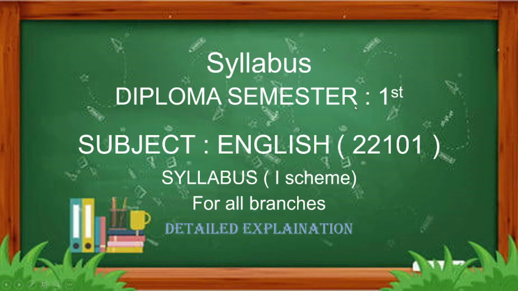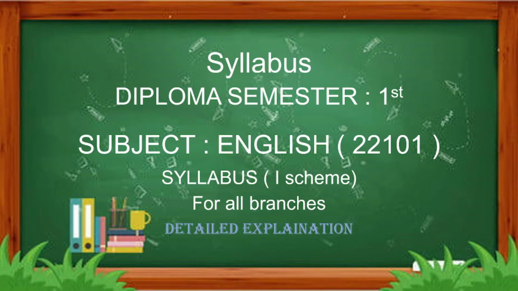Hello students, in this video we'll see the syllabus of the subject English for diploma semester first. The subject code is 22101, and this syllabus is for all the branches of diploma. In this video you will also get a detailed explanation of the marking system.